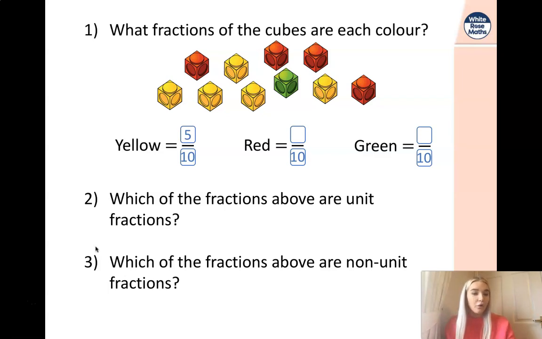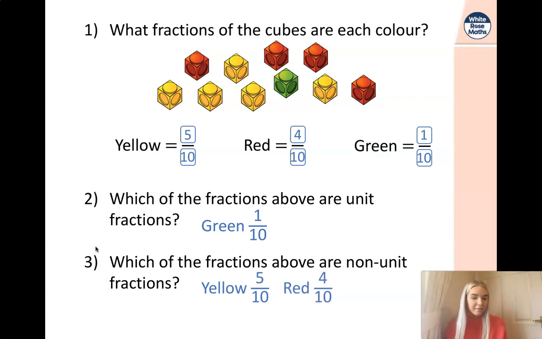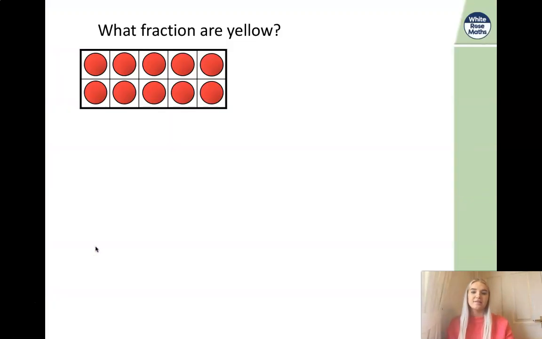I can see that I've got 4 red cubes, so 4 of the 10 cubes are red, and 1 of the 10 cubes are green. Now, do you remember what a unit fraction is? That's right, a unit fraction has a numerator of 1. And we can see here that my green fraction is a unit fraction as it has a numerator of 1. So which fractions are non-unit fractions? My yellow and my red fractions are non-unit fractions. Why? Fantastic, they have a numerator of a number greater than 1. Fantastic, that's going to help you for our lesson today.